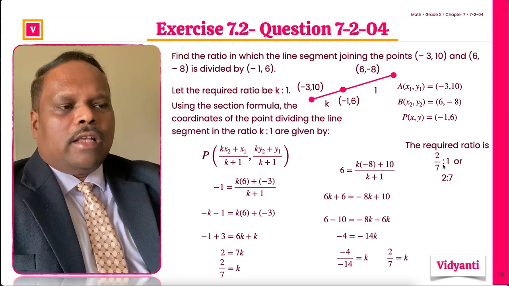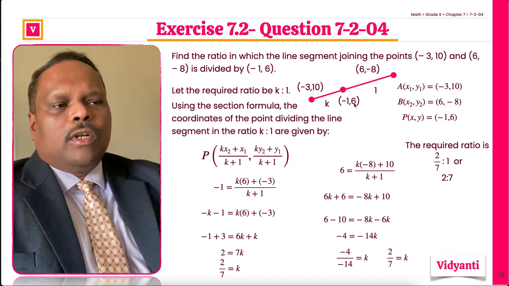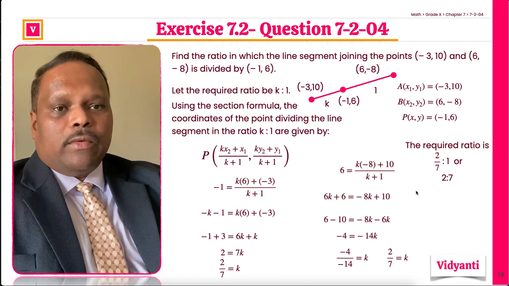So this is your answer. 2 by 7 is to 1, or just take this 7 on the other side, 2 is to 7. So the point negative 1 comma 6 divides these two endpoints in the ratio 2 is to 7. That's your final answer.